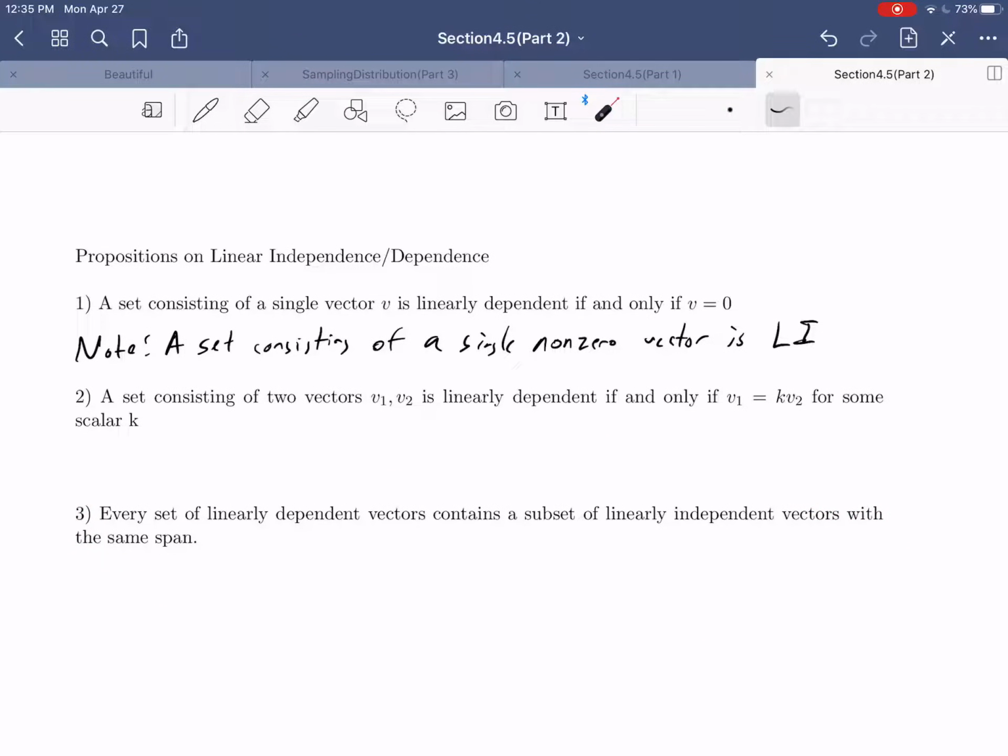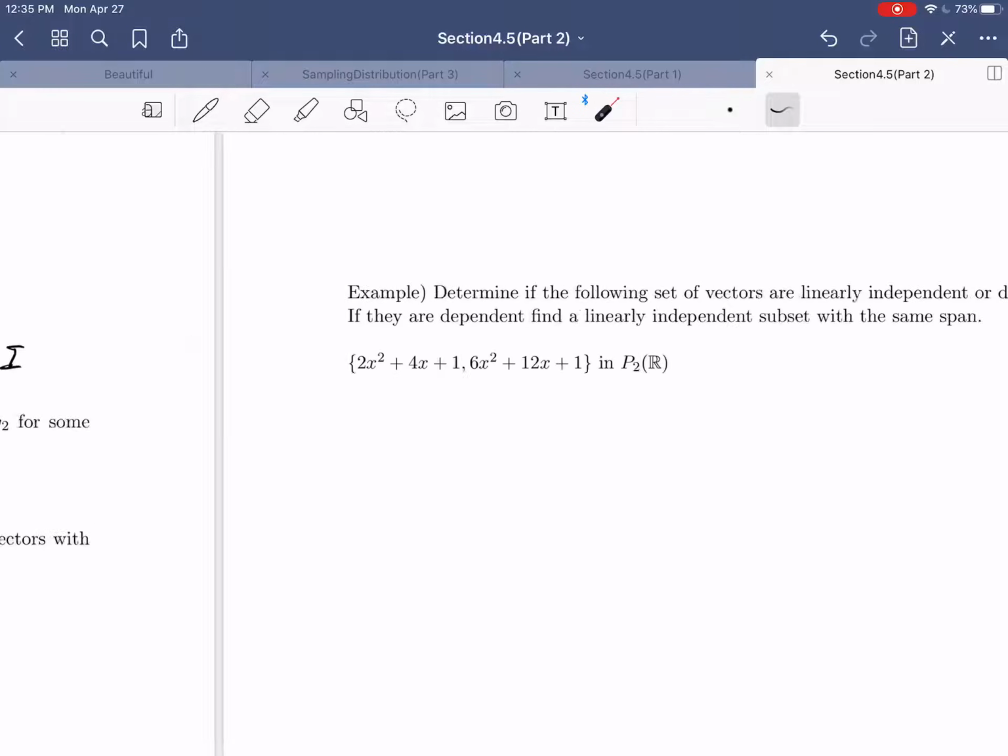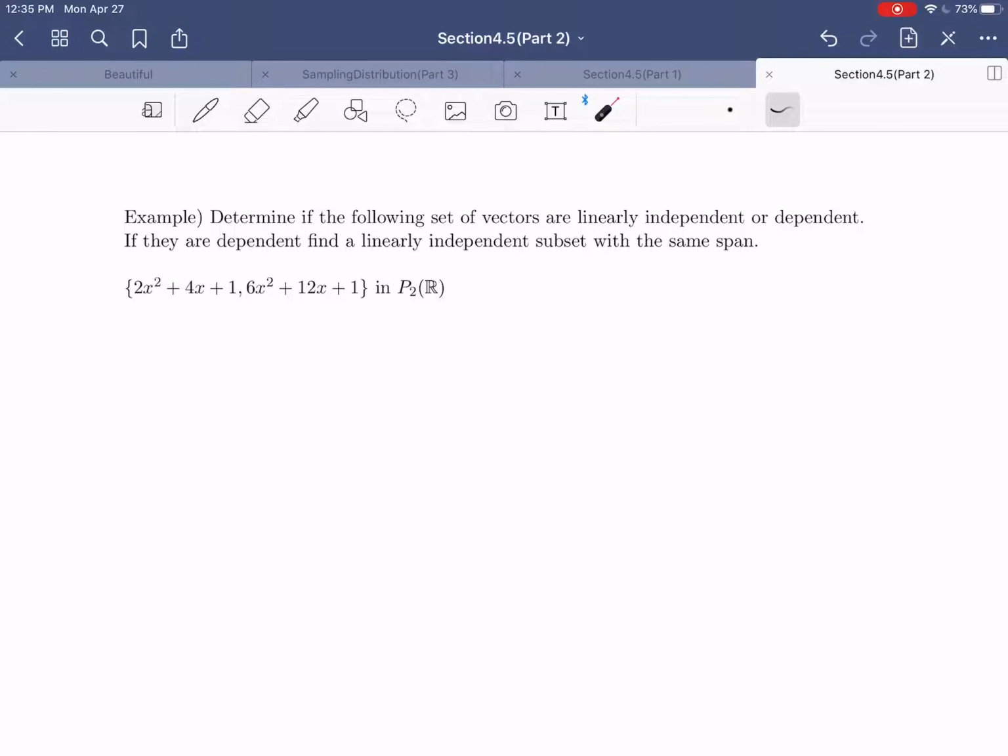Okay, let's take a look at a couple examples, and some of these examples will actually involve these three propositions. All right, so our first example: we're going to determine if this set of vectors is linearly independent or dependent. If they are dependent, we're also going to try to find a linearly independent subset with the same span.